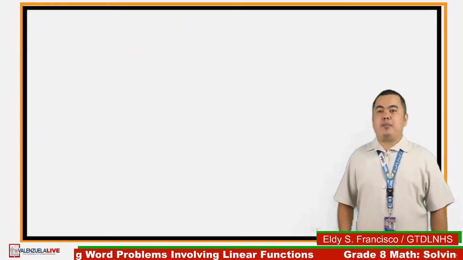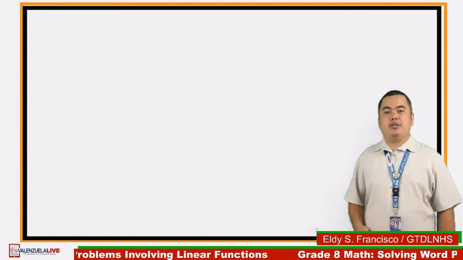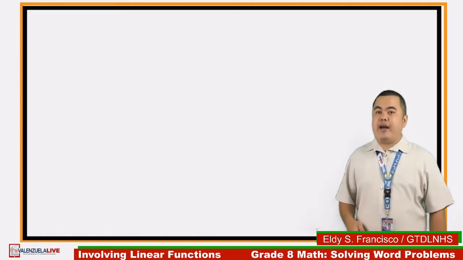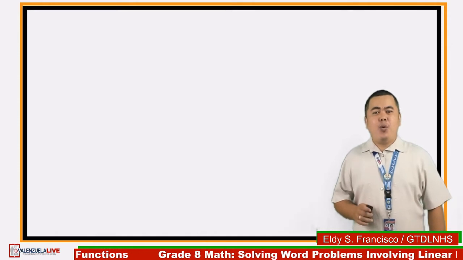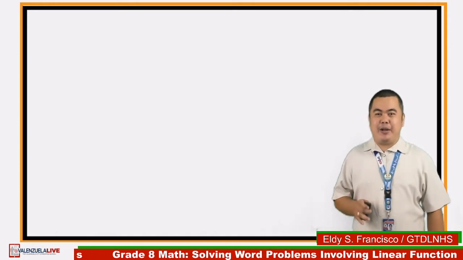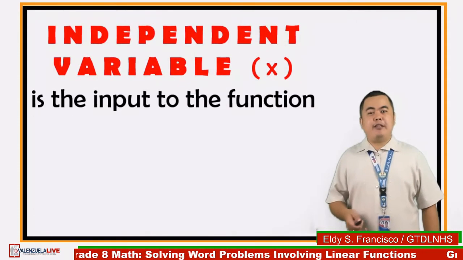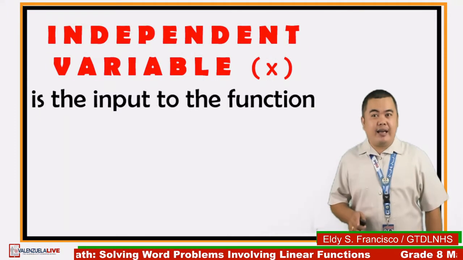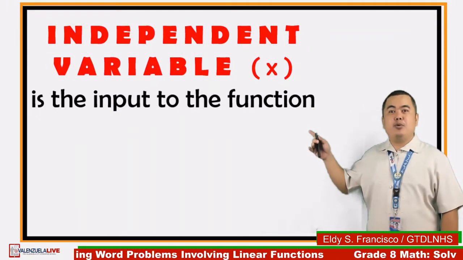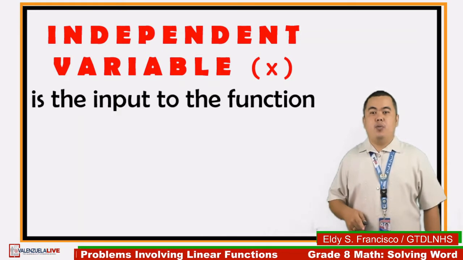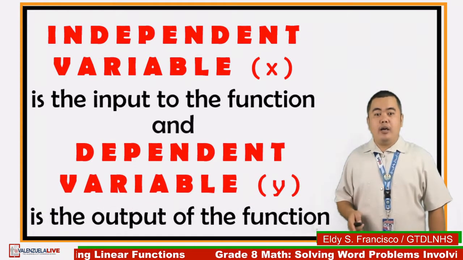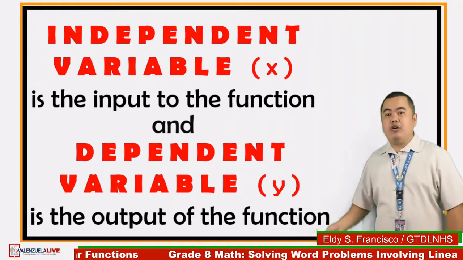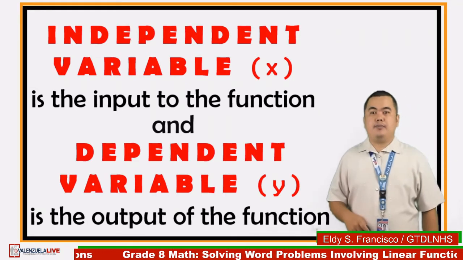In solving word problems involving linear functions, it is important to identify the independent variable and dependent variable. What are independent and dependent variables? The independent variable, or the variable x, is the input to the function, while the dependent variable, or the variable y, is the output of the function.